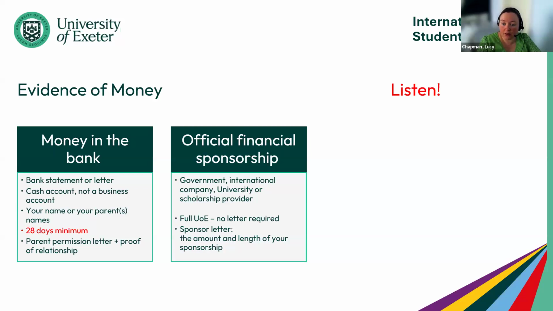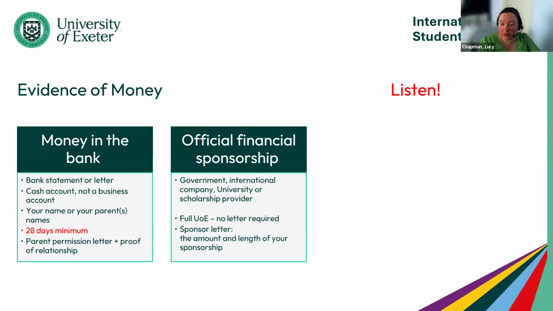This letter should be dated and printed on official letter-headed paper, include the name and contact details of the sponsor, show your name and confirm the duration of the sponsorship, confirm the amount of money provided, or state that the sponsor will cover all tuition fees and living costs for the programme, if specified.